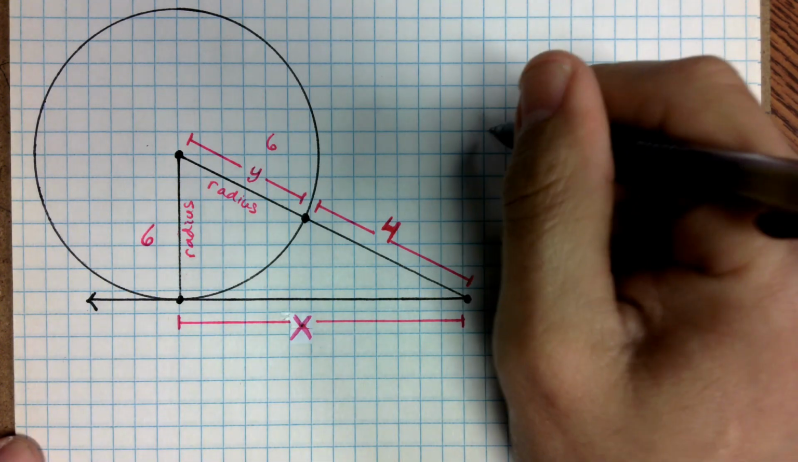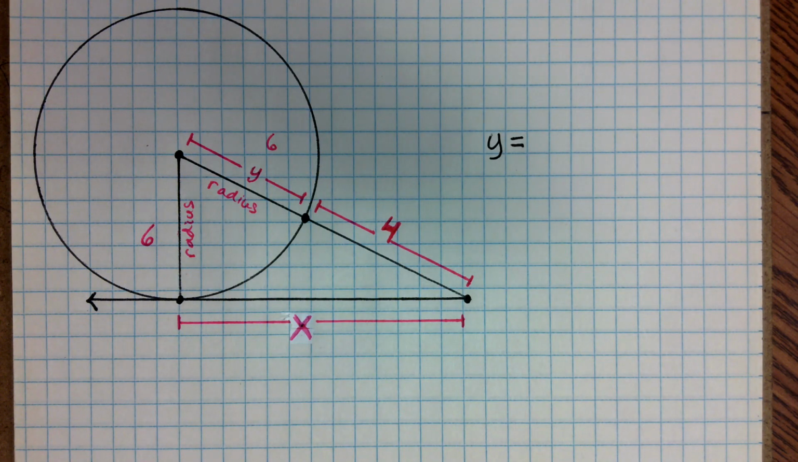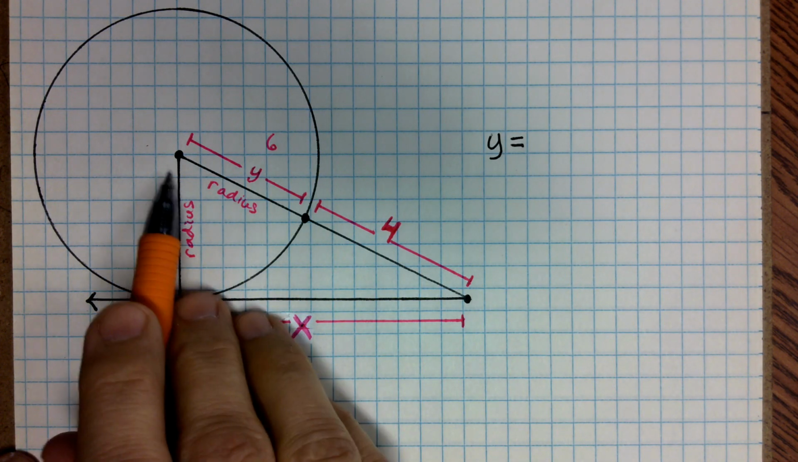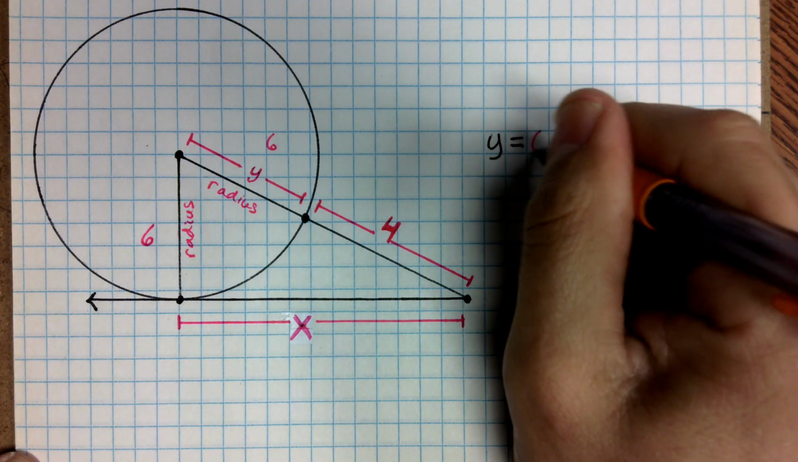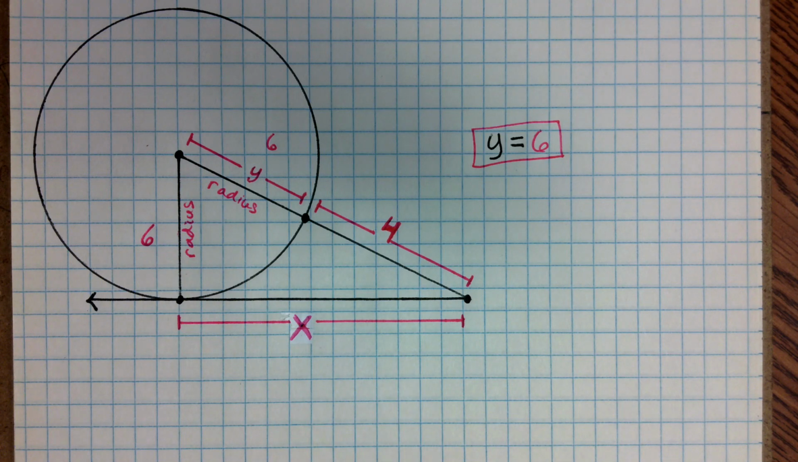So I'm going to go ahead and write right here. We already have one of our answers. It didn't require any math. We just had to look at it and recognize the relationship and realize that both of these are radius. So y is equal to 6. So now all we have to do is find x.